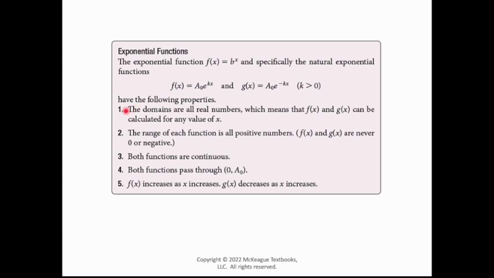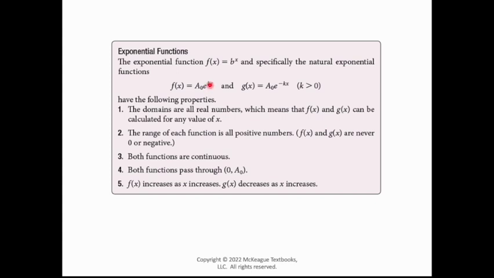One of the properties of an exponential function is that the domain is all real numbers. You can plug in anything you want for your x, and you're still going to get out some value for y. It could be super, super small, and it could be super, super big, but you're still going to have a value. So your domain is going to be all real numbers. However, the range is not going to be all real numbers.